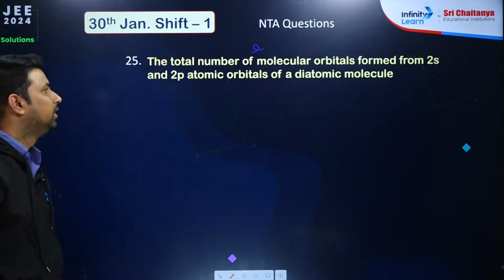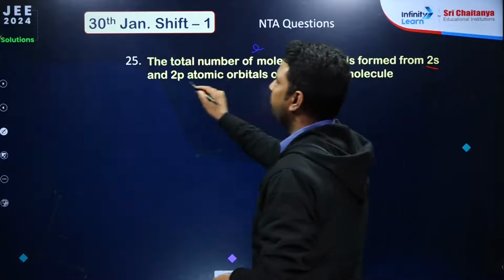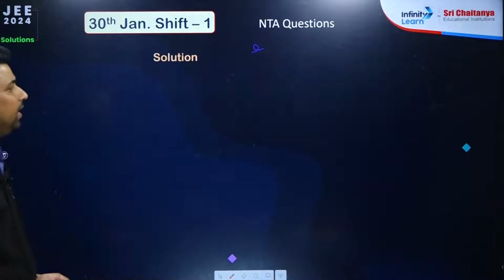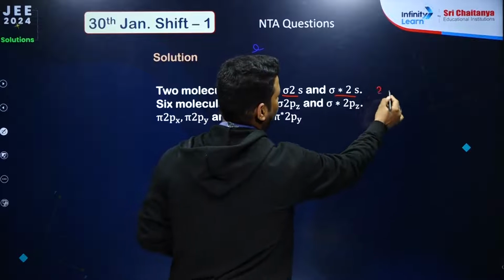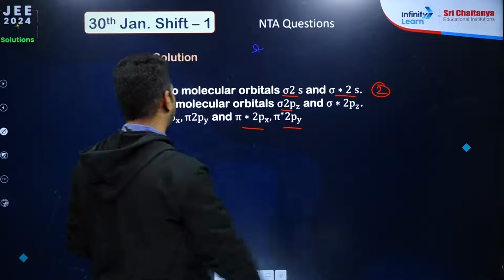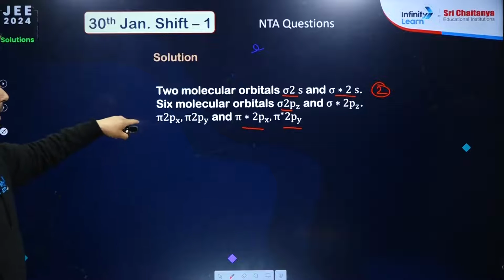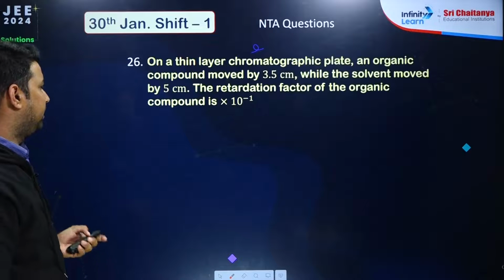Question number 25. Total number of molecular orbitals formed from 2s and 2p. Answer is 8, because 2s forms 2: sigma 2s, sigma star 2s, so 2. And 2pz, pi 2px, pi 2py. So total 6 will be formed by p and 2 will be formed by s. So there will be total 8.